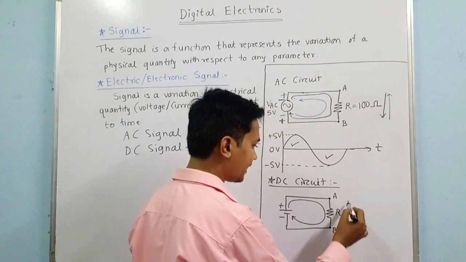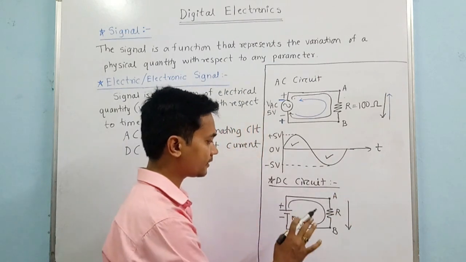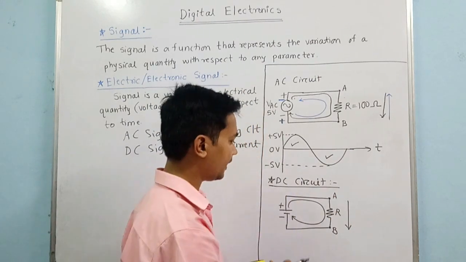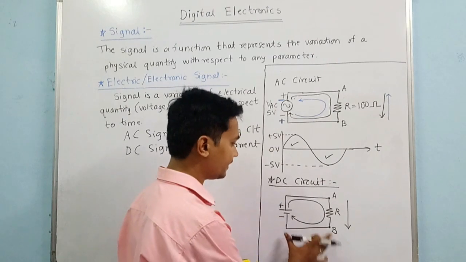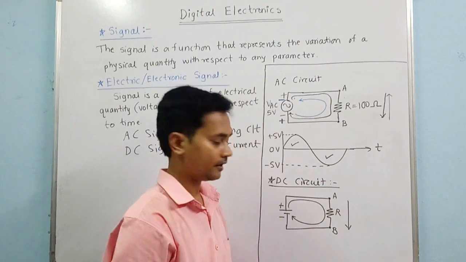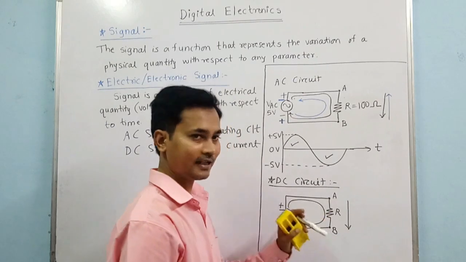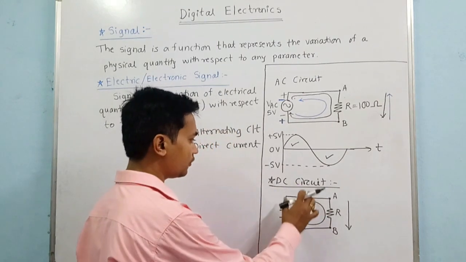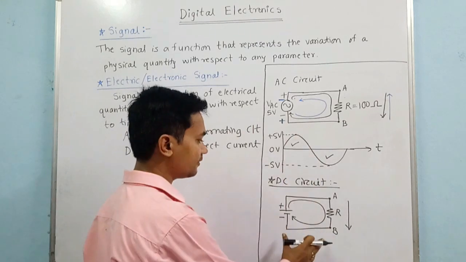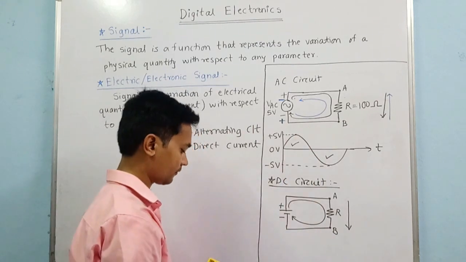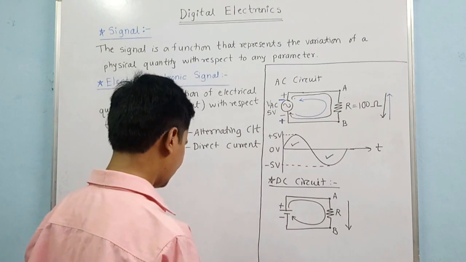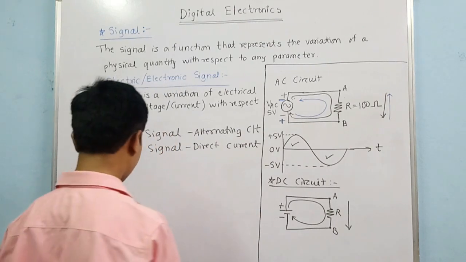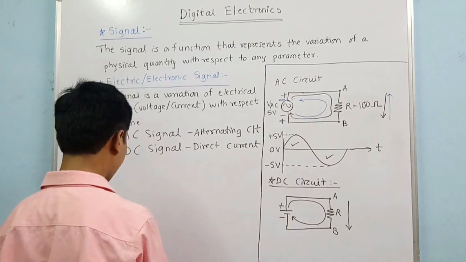So the current direction is not changed, the current direction is fixed, and that's why we can say that this is a DC circuit, because here the current direction is not going to change. Now, this is all about the AC circuit and DC circuit. Now the next thing is transducers.